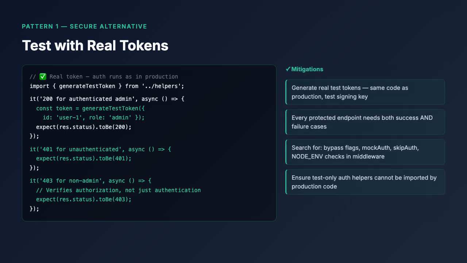The mitigations are straightforward. Generate real test tokens using the same code production uses, just with a test signing key. Every protected endpoint test needs both success and failure cases. Search your codebase for bypass flags, mock auth, skip auth, and NODE_ENV checks inside middleware. And ensure test-only auth helpers cannot be imported by production code. Linting rules or module boundaries can enforce this separation.